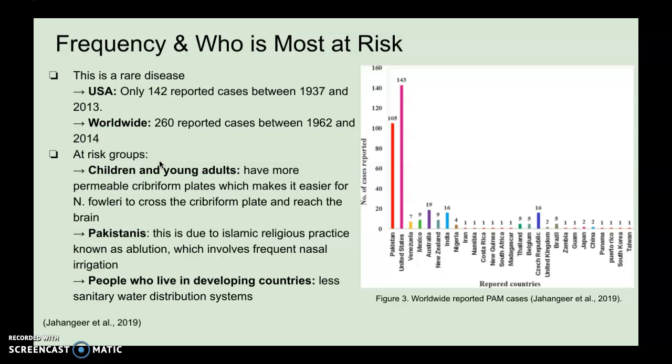So if that is more permeable, it can more easily reach the brain. The next at-risk group is Pakistanis, and this is due to the Islamic religious practice known as ablution, which involves frequent nasal irrigation. The next at-risk group are those living in developing countries, and this is due to less sanitary water distribution systems, because like I had mentioned, N. fowleri can exist within those if they are not properly treated.